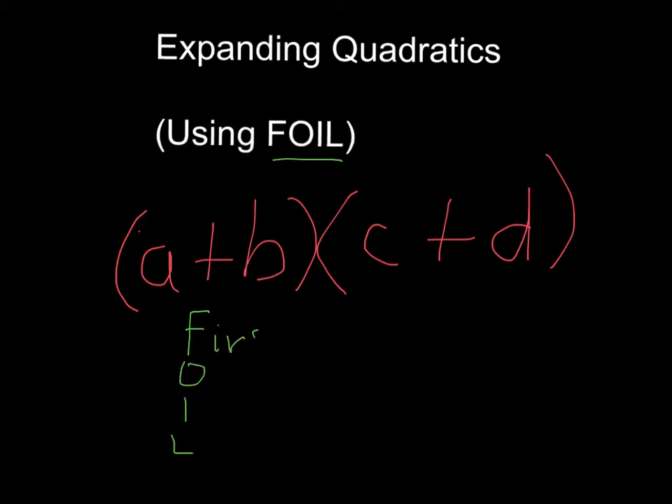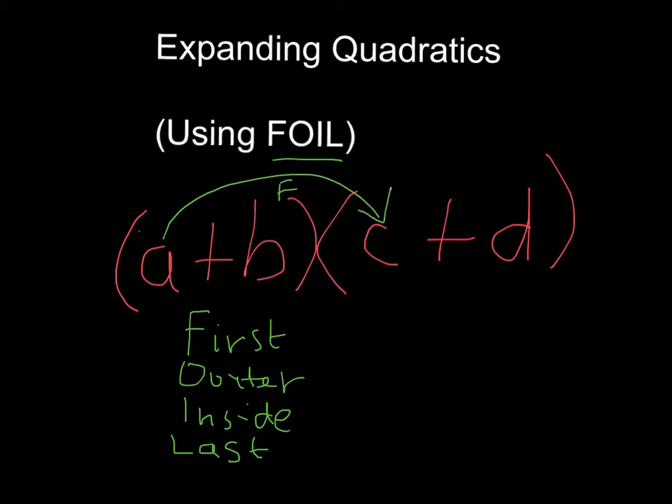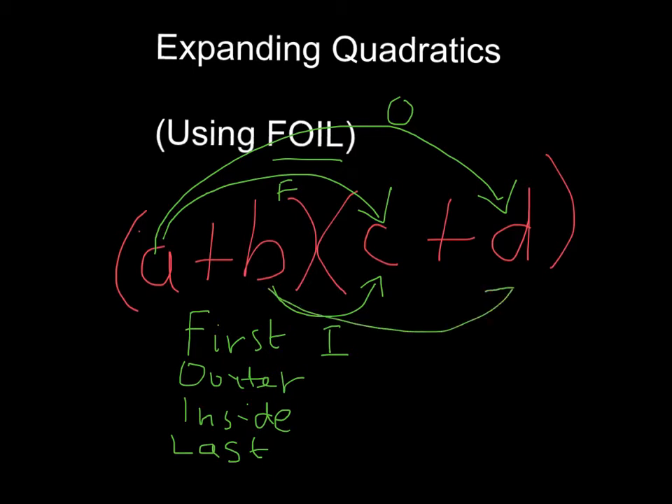first, outer or outside, then inner or inside, and then last. So in this case, this is what we do with these terms. We expand by multiplying the first terms together, that's the F. Then we do the outer terms, so the two outside ones, that's the O. Then the I stands for inside, so the two on the inside. And then the L stands for last, so the last two terms.